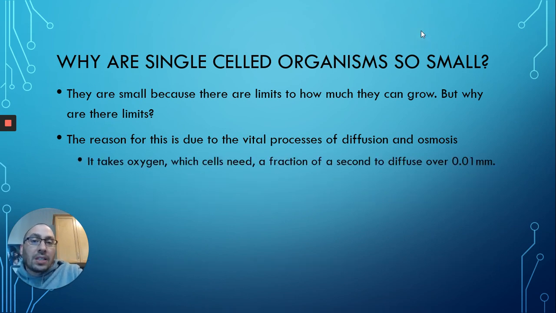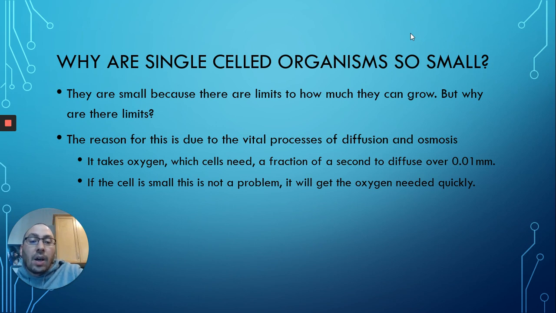So the example is oxygen. Oxygen itself is needed by all these different cells. Oxygen takes a fraction of a second to move over a short distance of 0.1 millimeters. For a small cell, that's absolutely perfect. The cell doesn't need to be super large and worry about getting the oxygen, because it takes a fraction of a second to go over 0.1 millimeters.